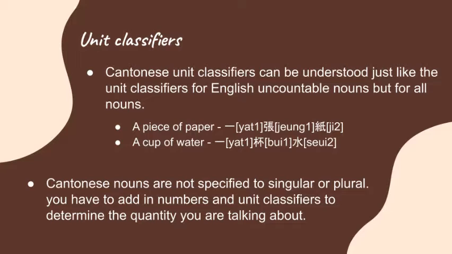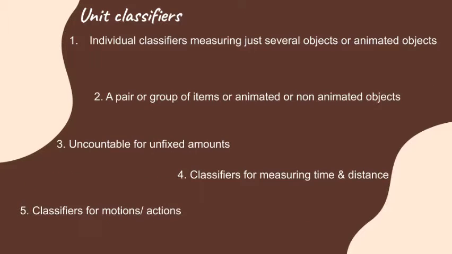When the number is omitted, it's usually either referring to just one object or a bunch of objects. And the reason behind it is because in Cantonese, nouns are not specified to singular or plural, and you have to add in numbers and unit classifiers to determine the quantity that you're talking about. Okay, let's go right into it.